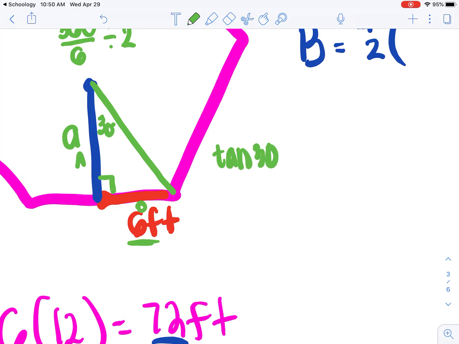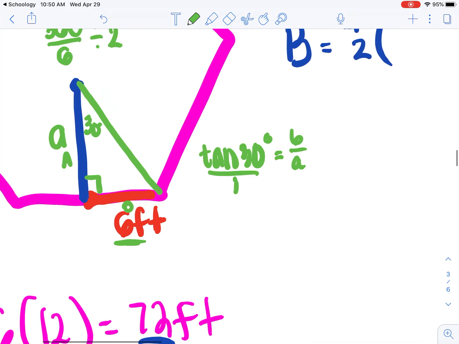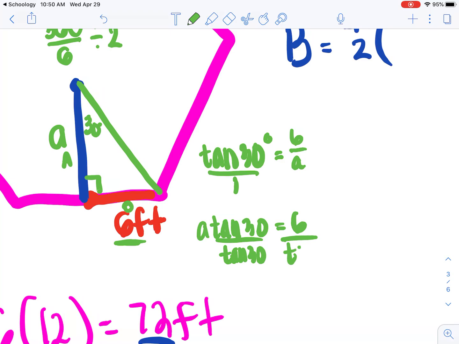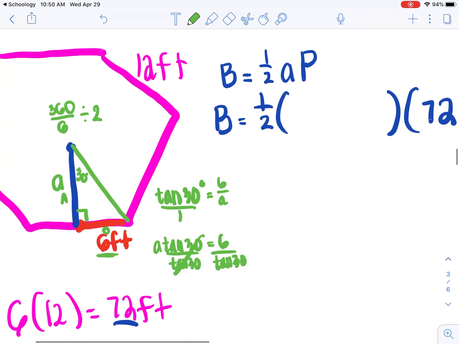Tangent of 30 degrees is equal to opposite, which is 6, over adjacent, which is A. Put this over 1 so you can cross multiply. A times tangent of 30 is equal to 6. Divide by tangent of 30. So you get your apothem is 6 divided by tangent of 30.